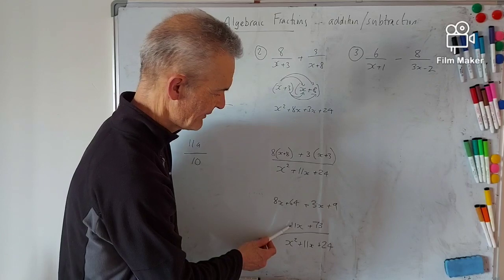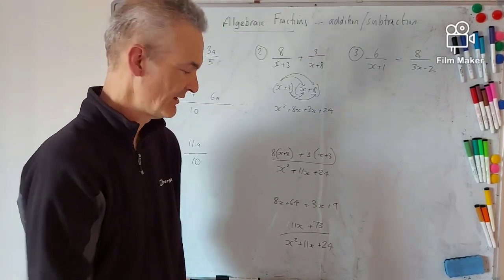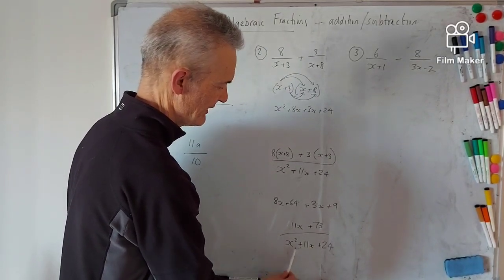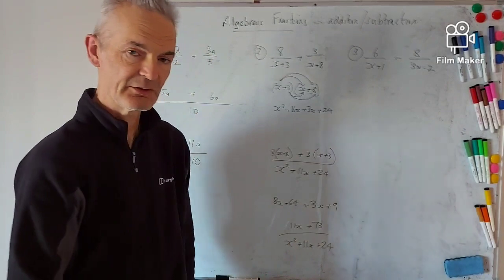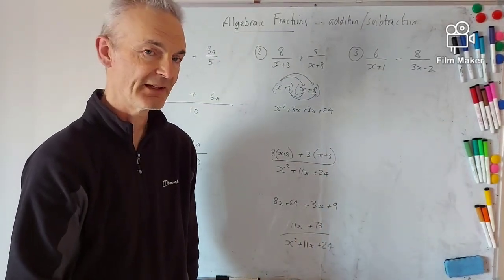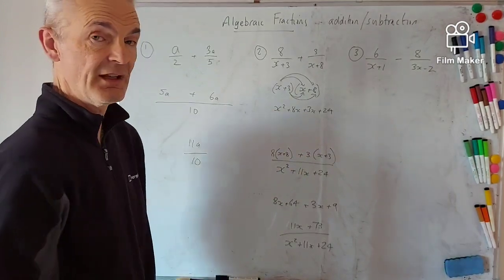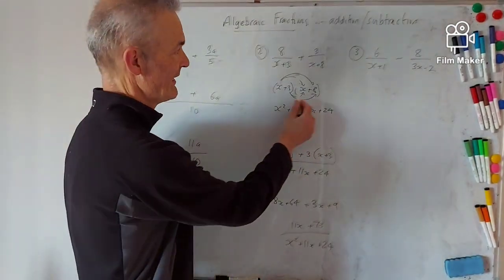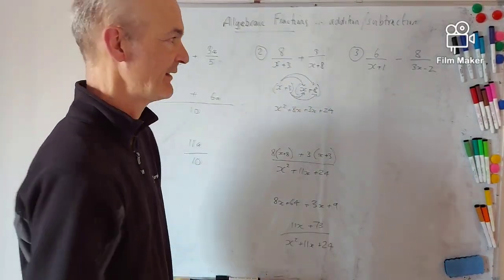Notice we've got an 11x on top and 11x underneath, but we can't cancel those out because we've got to do this addition here and these additions here. If they were multiplications we could, but as they're additions we can't do that. That's important. Okay, so next one, and the next one's done in the same way this is done, but we've got to remember we've got a minus in there this time.